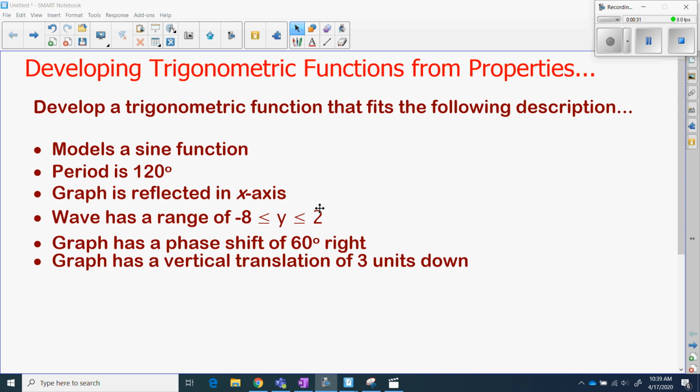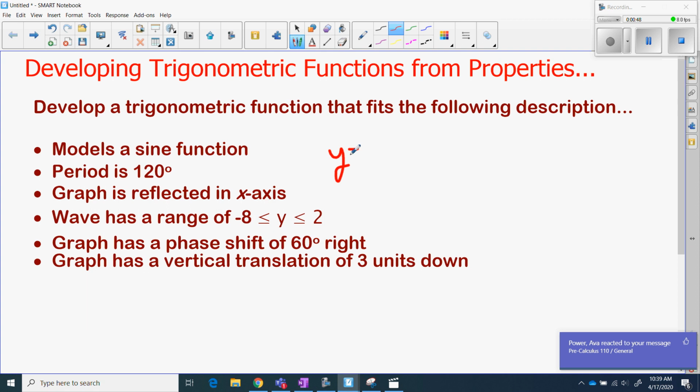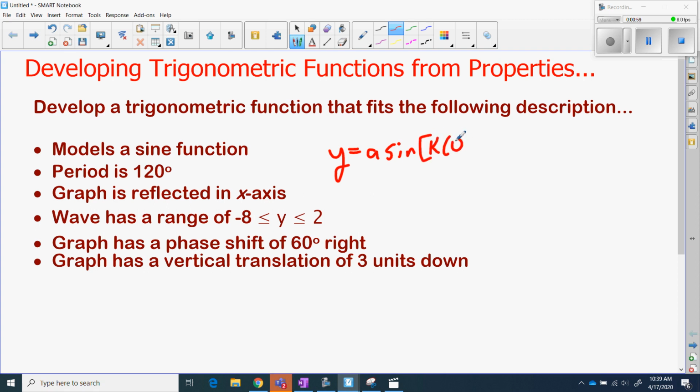So in this example, you were told to model a sine function. The period is 120. What we need to make sure we realize is everything's going to relate back to our general form, y equals a sine, this could be sine or cosine, doesn't matter, k, and we have your phase shift, it goes here, and then your vertical shift goes here.